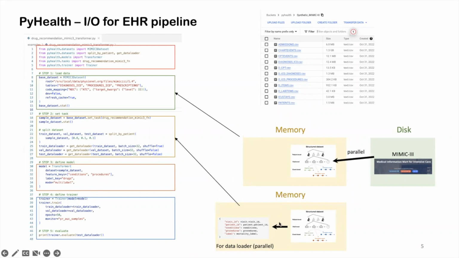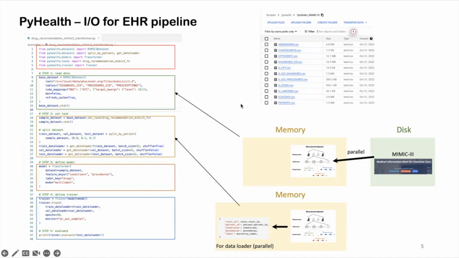We will clean up the patient from this multi-level tree structure to this kind of sample-based structure, which will be ready for the data loaders to load and then combine to a data batch so that it can be used for the deep learning model training. This is the I/O for electronic health record pipeline.